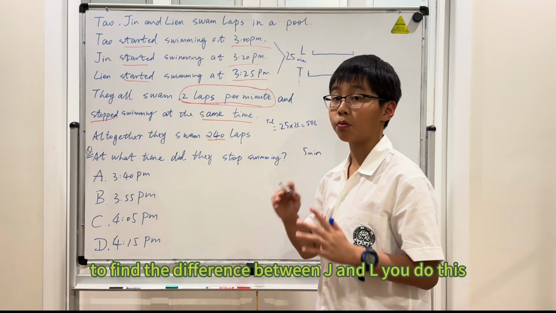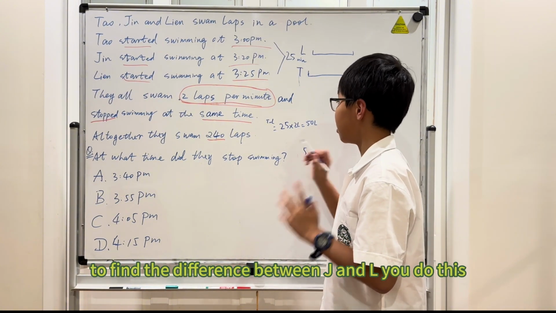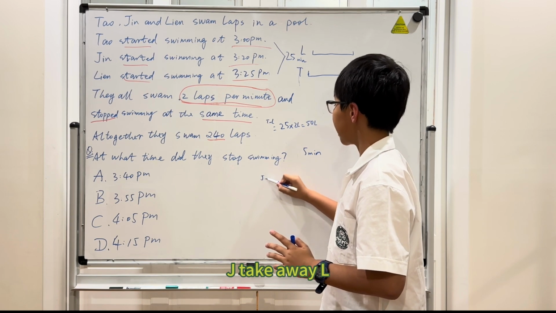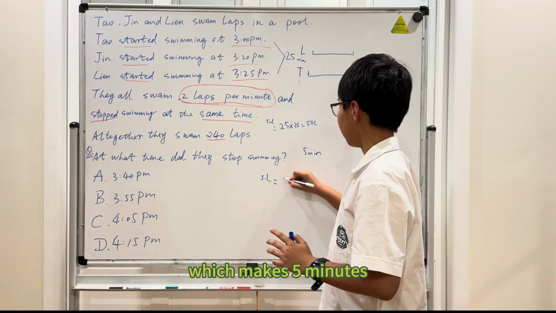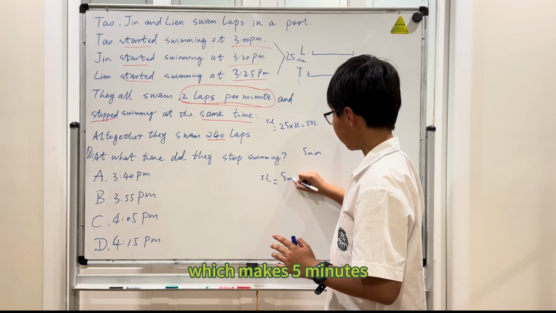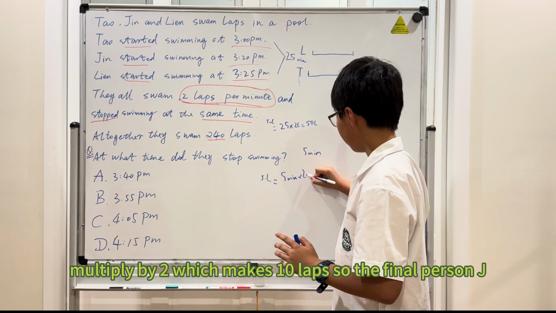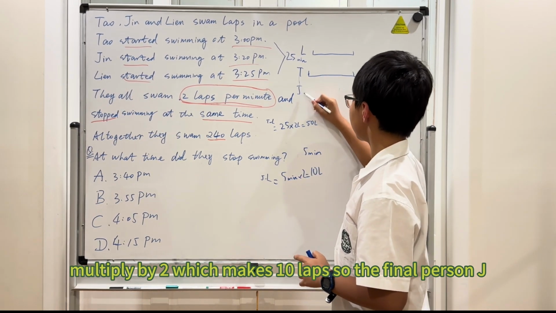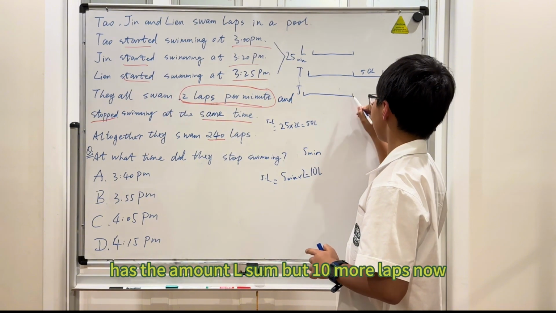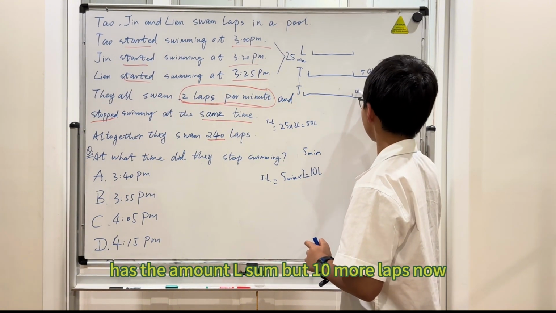To find the difference between J and L, we do this. J take away L, which makes 5 minutes multiplied by 2, which makes 10 laps. So the final person, J, has the amount L swam, but 10 more laps.